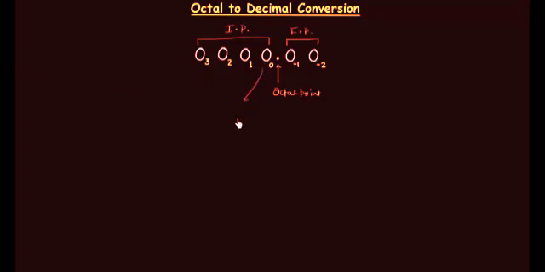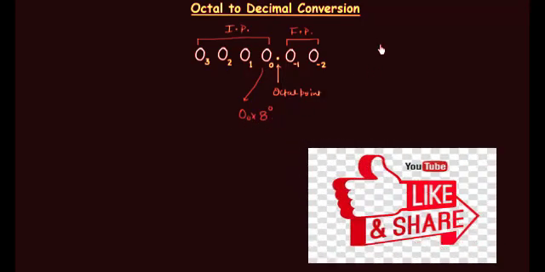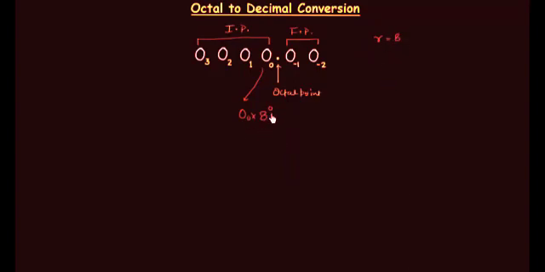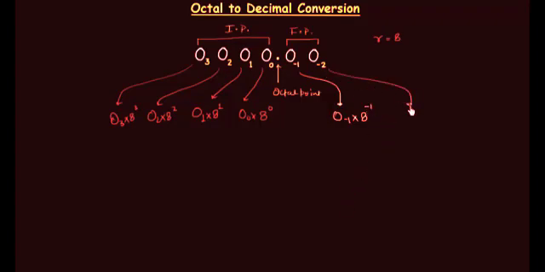I will multiply O0 by 8 raised to power 0. We are multiplying it by 8 because the base in case of the octal number system is equal to 8, and raised to power 0 because the position of this coefficient is 0. Now I will multiply O1 by 8 raised to power 1. In the same way I will multiply O2 by 8 raised to power 2 and O3 by 8 raised to power 3. Now we will move to the fractional part, and I will multiply O subscript minus 1 by 8 raised to power minus 1 and O subscript minus 2 by 8 raised to power minus 2.